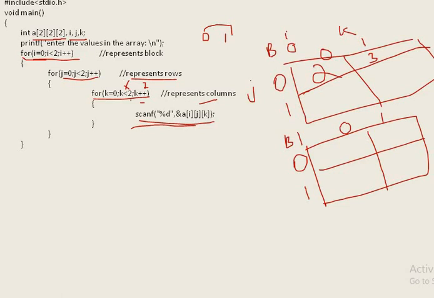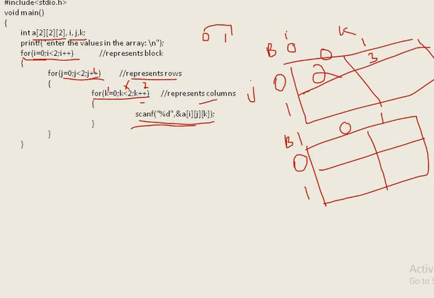Now the condition has become false and we have to exit out of this loop and move to the outer for loop here. Now the j value will be incremented. j value will be incremented by 1 and j becomes 1. Now the condition will be tested, 1 less than 2, it is true. Again the inner for loop will be executed one more time.